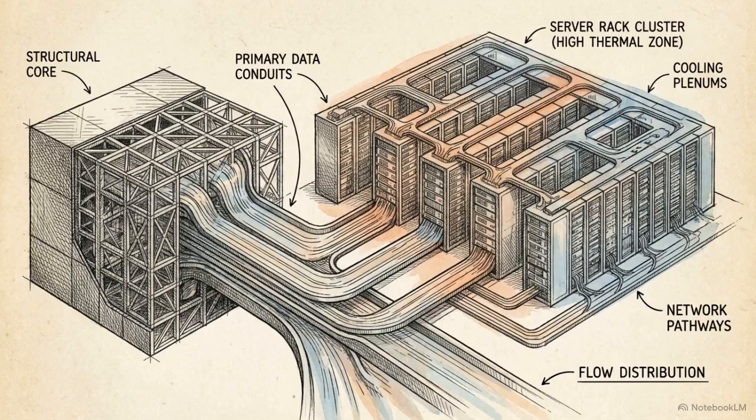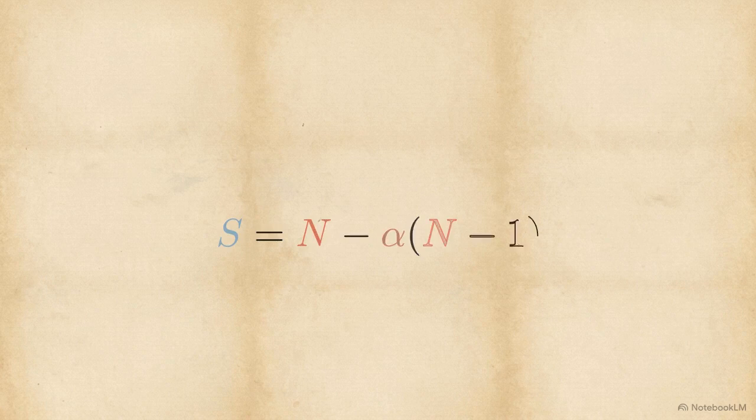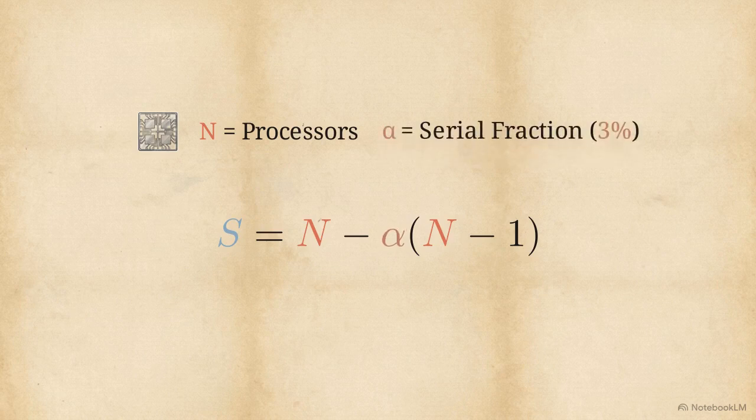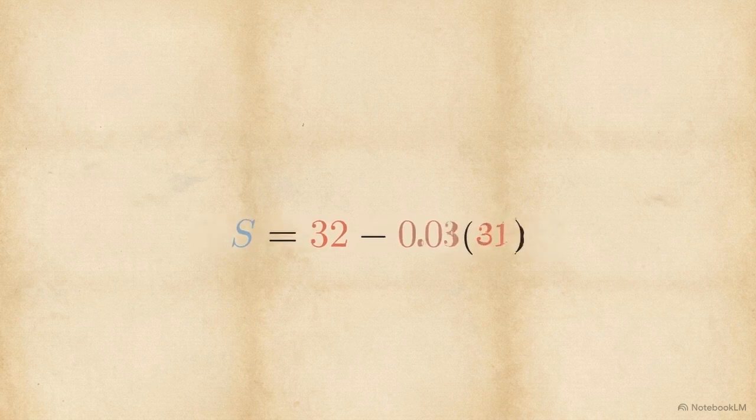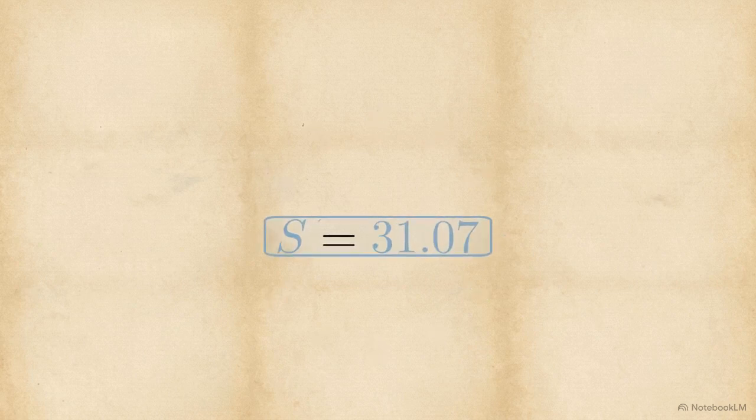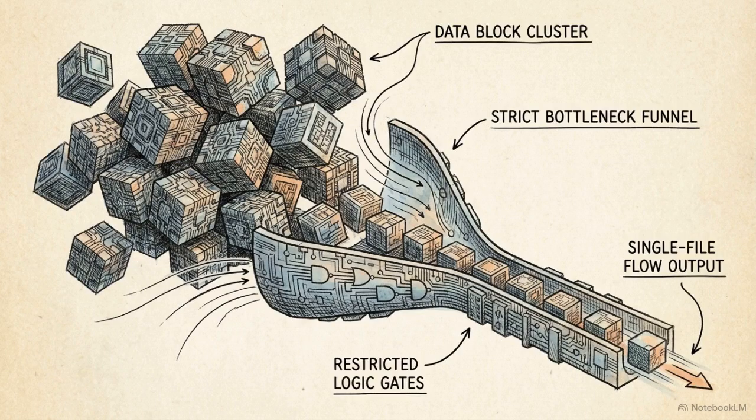It assumes that as engineers add more computing power, they also increase the problem size to fully utilize the new hardware. Gustafson expresses this as speedup equals n minus alpha times n minus 1, where n is the number of processors and alpha is the serial fraction. If we apply this to a system with 32 processors and a serial part of just 3%, the math yields a speedup of 31.07.